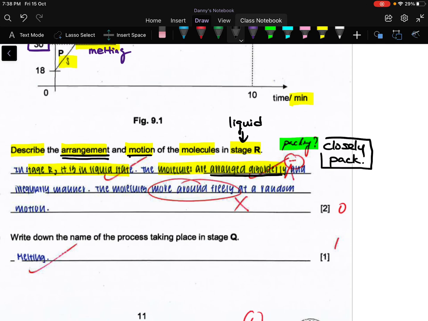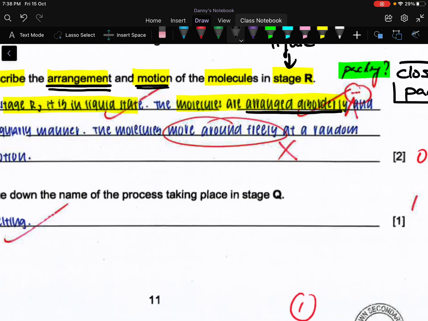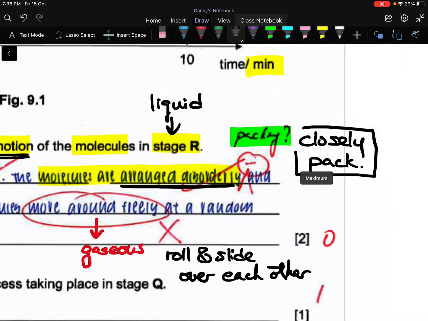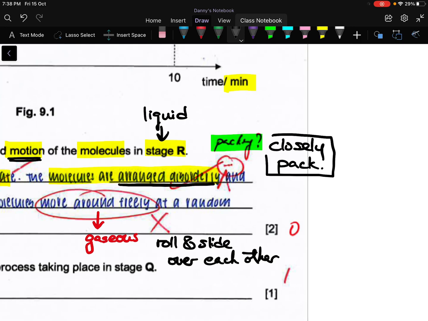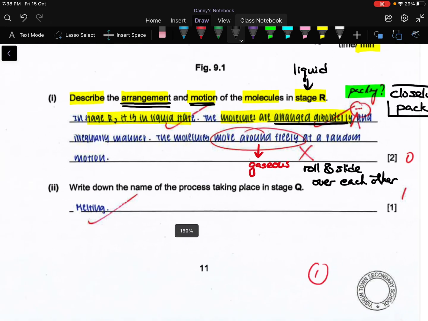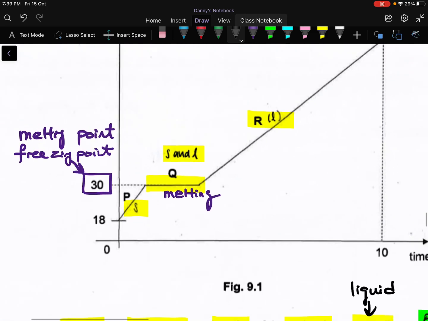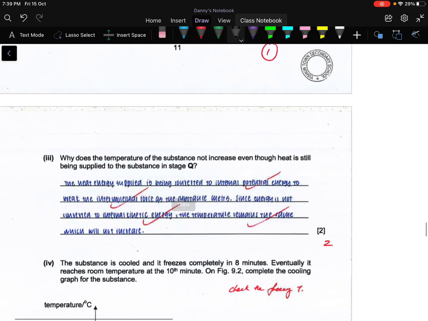Next thing, she needs to talk about the motion. So she says the molecules move around freely. Unfortunately, this is actually for the gaseous state. For the liquid state, they cannot move around freely. They can only roll and slide over each other. So unfortunately, because she got the motion part wrong, and for the arrangement part she didn't give me the complete answer, I can't give her any mark. There's no half mark. But in part 2, she has identified the right process. Like I said, it is melting. So she gets that 1 mark.